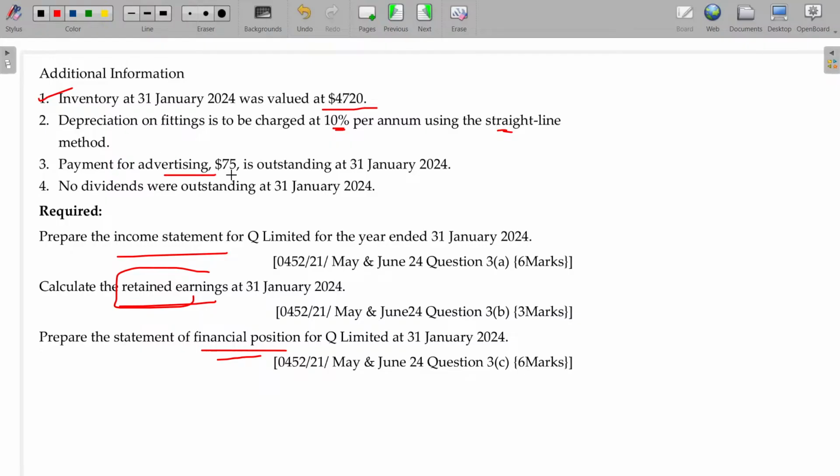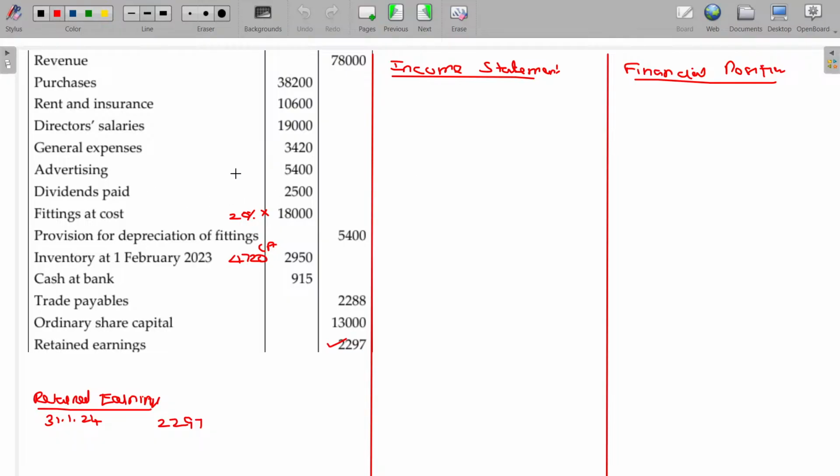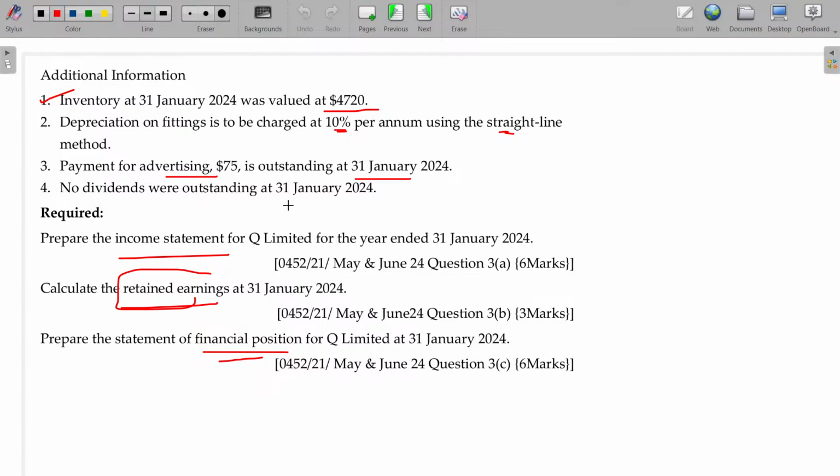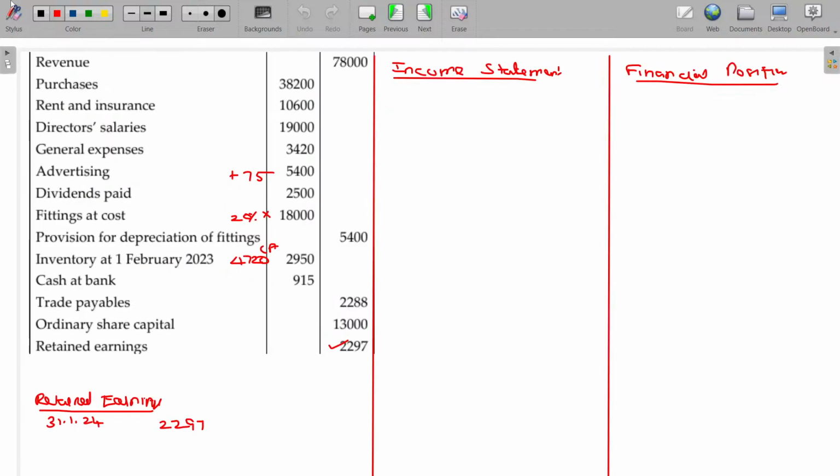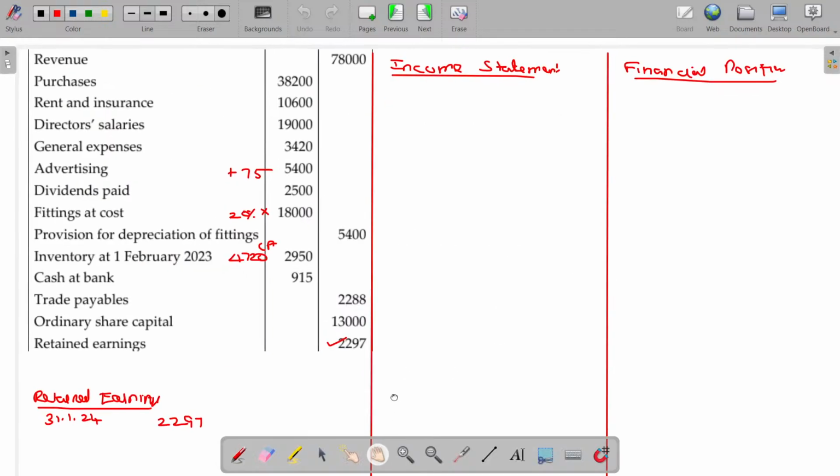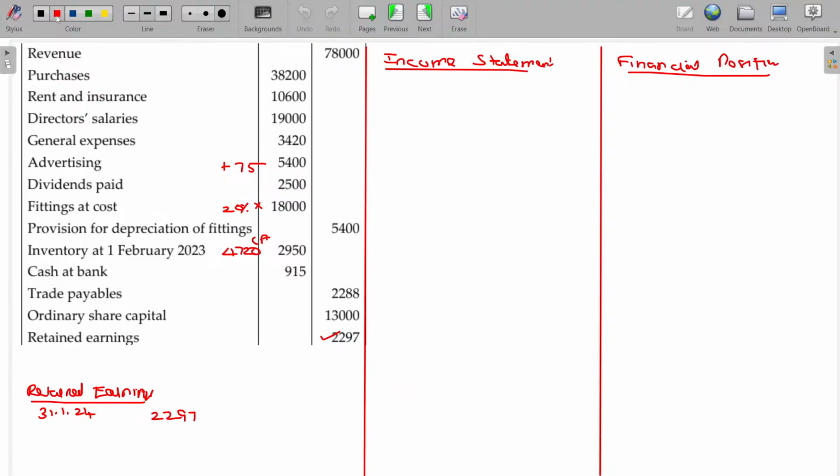Payment for advertising 75 is outstanding on 31st January. So 75 being the outstanding should be addable. No dividends were outstanding. So no dividend is outstanding means any dividend payable also considered to be paid.